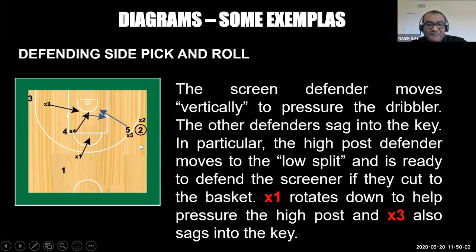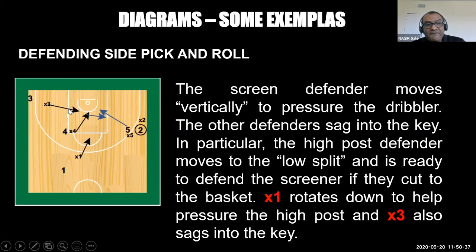The screen, if the guy cuts to the basket. Look at this situation: if he cuts to the basket, X1 goes to the rotation on the side, coming to the middle to continue on the split line. Rotation down to help pressure the high post, and the X3 also sags in the key. This is the position for the X3 in the key of defense, to control the split line, to control the offense 3 and the 4.